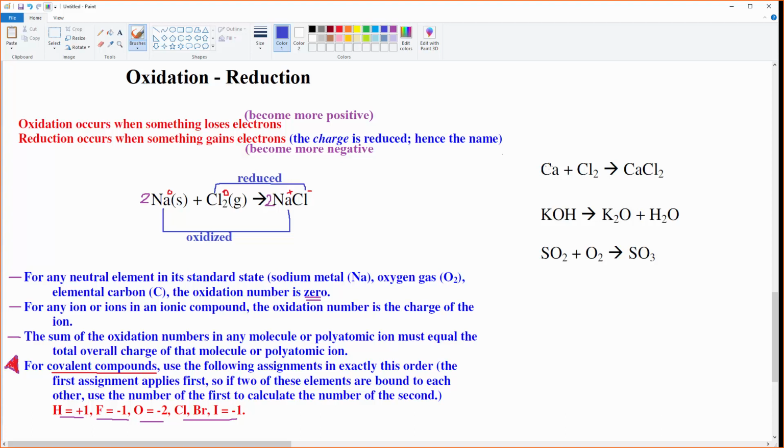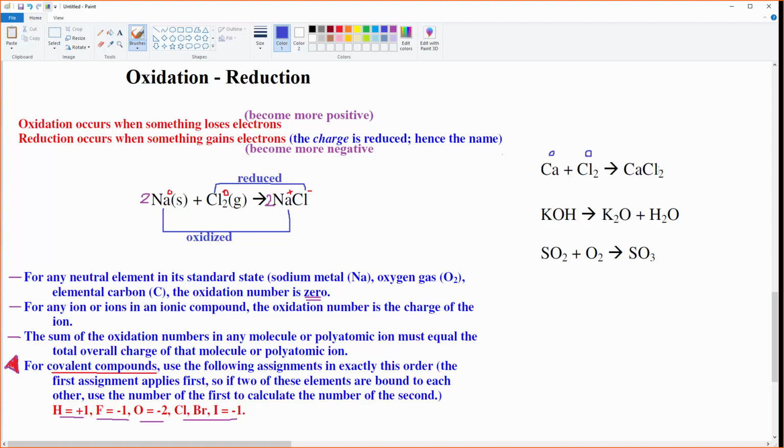So calcium here, what would the oxidation number be? It'd be 0 because it's all by itself and doesn't have a charge, right? If it had a charge, then that would be the charge. But if there's no charge, then it's 0. Perfect. What about this chlorine? Also 0. Excellent.